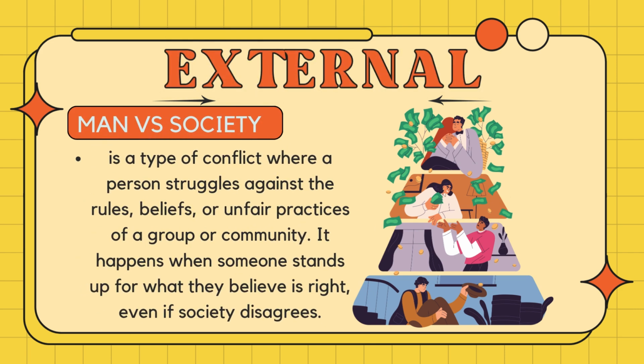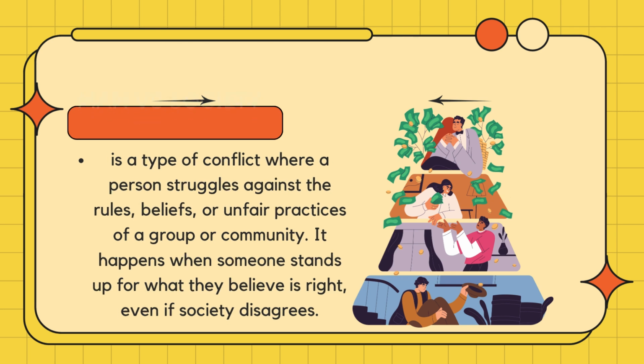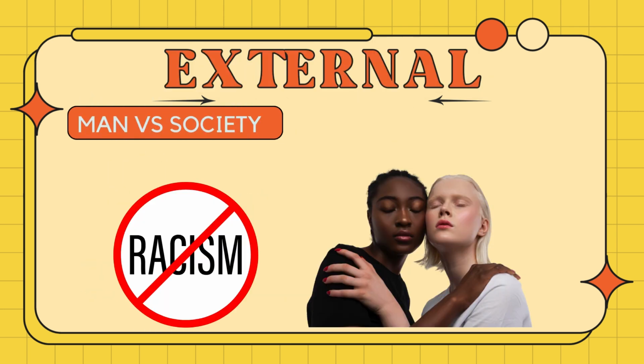Okay? Next, let us talk about man versus society. So this happens when someone stands up against unfair treatment or beliefs. Okay? So racism, segregation, religious beliefs, environmental issue, or being wrongly accused of something is an example of man versus society. Okay? So I have here an example, racism.